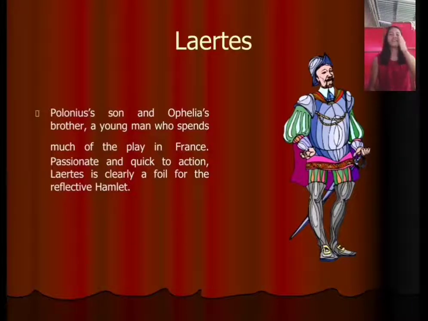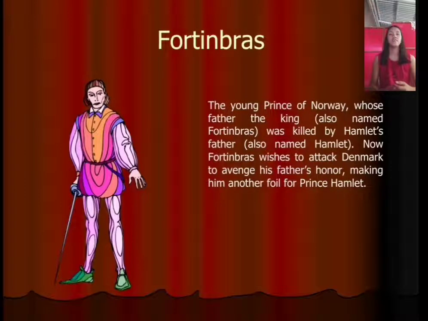Fortinbras. He is the young Prince of Norway, whose father, the king, who is also named Fortinbras, was killed by Hamlet's father, who is also called Hamlet. So now, Fortinbras wishes to attack Denmark to avenge his father's honor as well as take the lands taken from them. So he is another foil for Prince Hamlet.